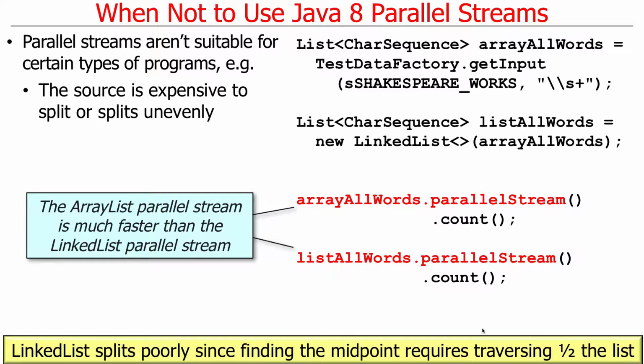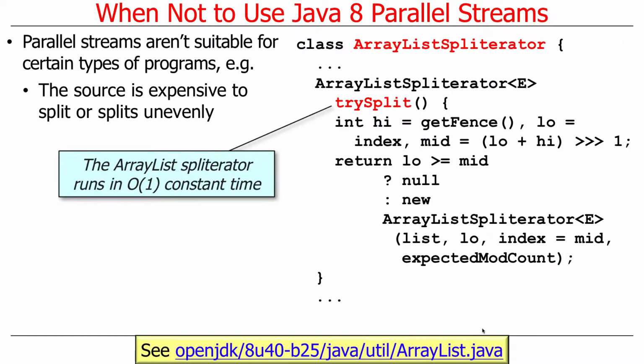And if you do that, you'll see that the array list version is way, way, way faster than the linked list version. The reason for that, and we'll go into more detail shortly, is that the linked list approach splits very poorly, because figuring out where the halfway point is requires you to traverse half the list, right? You can't just take the beginning and the end, add them up and divide by 2. You can't just find the middle easily. You have to traverse through the list to find where the middle is. So obviously that's a much more expensive operation, even to do something as simple as counting.